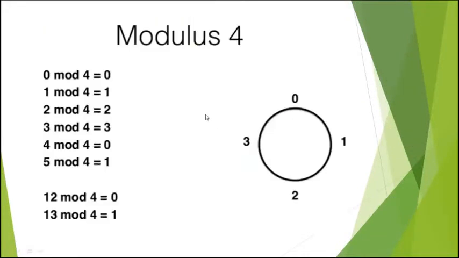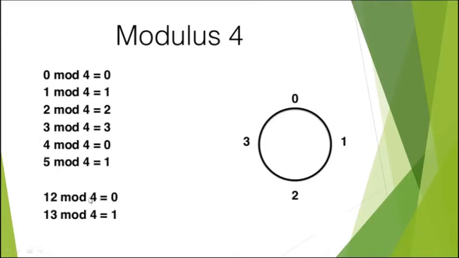So we have your example, modulus 4. We have 0 mod 4, the answer is 0. 1 mod 4 is equal to 1, so it is still 1. 2 mod 4, still 2. 3 mod 4, still 3, the cycle has not ended yet. 4 mod 4, the answer is 0. There's no remainder. 5 mod 4, there is a remainder of 1. 5 minus 4, the answer is 1. Okay? So 12 mod 4, the answer is 0.